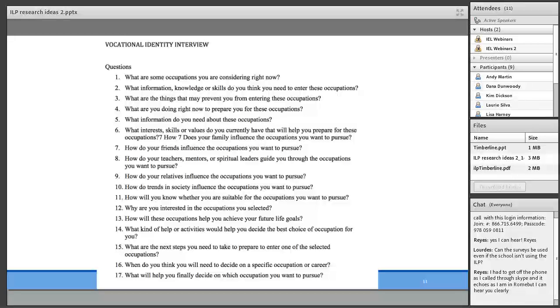It can be used as kind of an annual gauge to see, as the students are getting into ILPs, whether it's moving them towards that kind of career identity or the career readiness that we're looking for. And again, I have the rubrics that you can use to analyze that data, so it's not like you have to start from scratch on that.